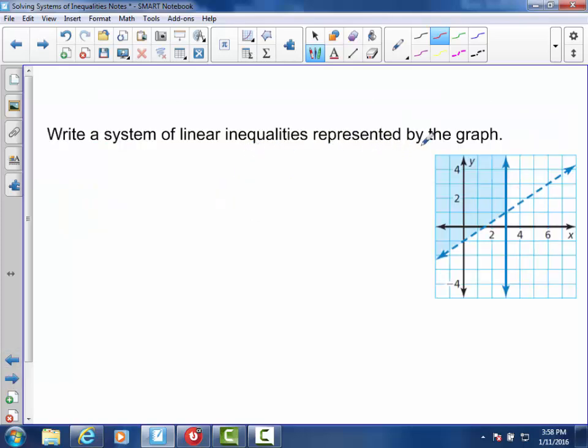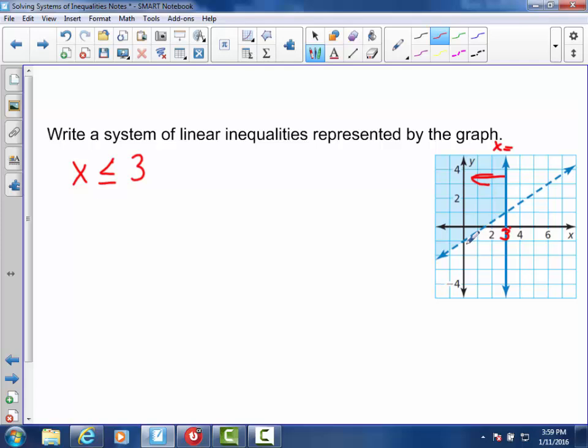Write a system of linear inequalities represented by this graph. Okay, so I've got this line here. It's a vertical line, so I know those are x equals lines. And what is x equal to? It's equal to 3 because we're going through the x-axis at 3. So x is related to 3. Now we have to figure out the inequality symbol. Okay, so we're shading in this direction, so that's where the numbers are less. And because my line is solid, I know it is also equal to. So x is less than or equal to 3.